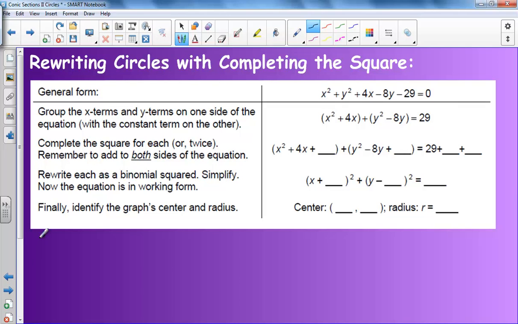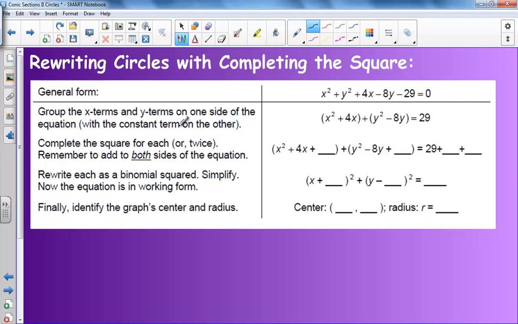Right, the other thing we're going to look at is completing the square for circles. What we did at the very beginning of this lesson and what we had already practiced with parabolas for completing the square, we're doing that same thing except that we now have x squared terms and y squared terms, so we're going to do it twice in the same problem.